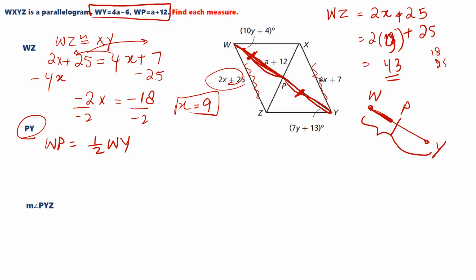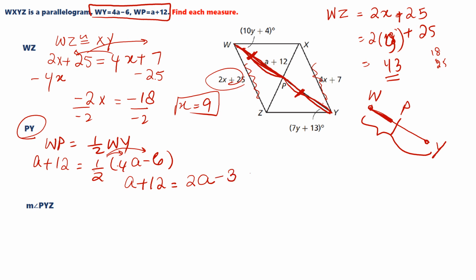Okay, so what is WP? It is A plus 12, equals half of WY. What is WY? It is 4A minus 6. Open the bracket with the half, meaning divide everything by 2. So we will get A plus 12 equals half times 4, which gives us 2A, and half times negative 6 gives us negative 3.